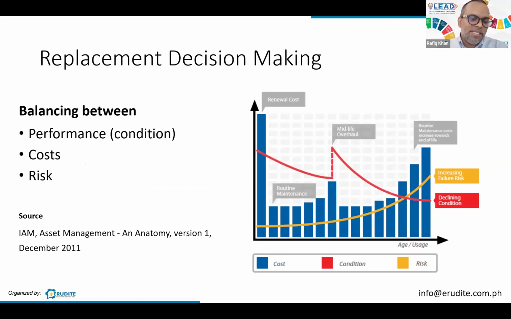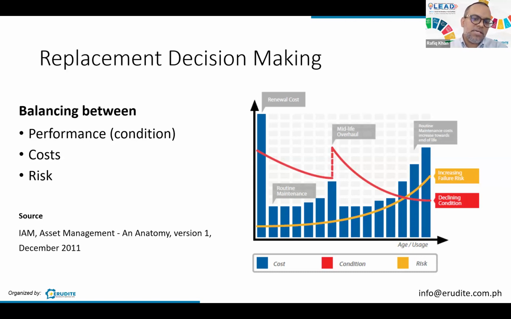You always consider performance. If it's really poorly performing, you want to replace. You also consider cost. If renewing, for example, in the graph here, the renewal cost is about twice the maintenance cost, you want to continue to do maintenance, not replace. Here, I think it's about 3 times the routine maintenance cost. If you replace it and it's 3 times the cost of routine maintenance, but by doing routine maintenance you still have a good remaining life, you want to continue doing routine maintenance.